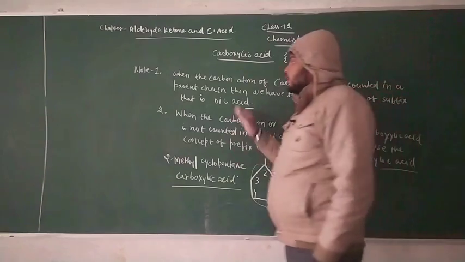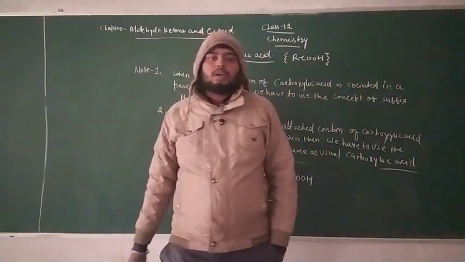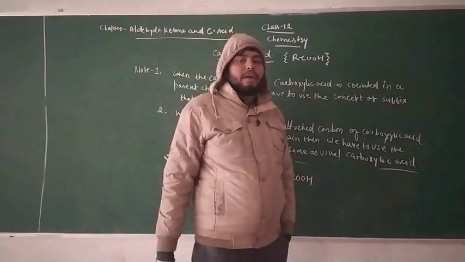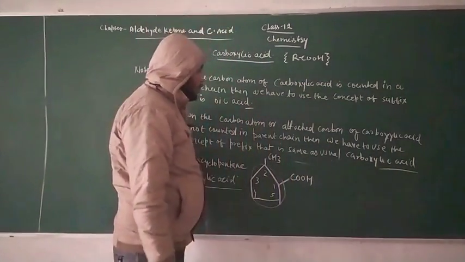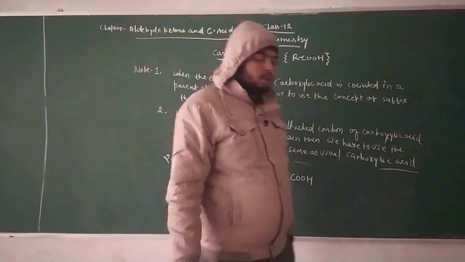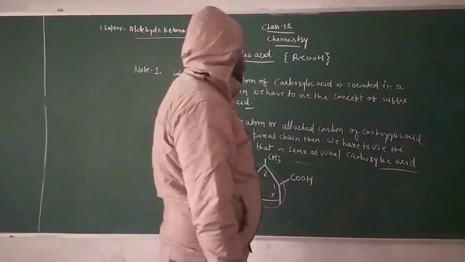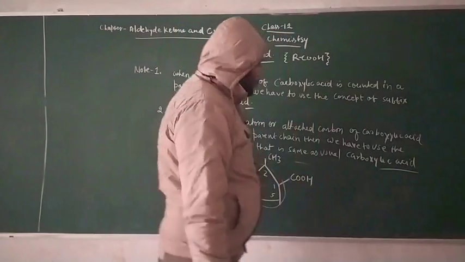And these are the rules which we use for the naming of organic compounds having a functional group. This is the part of the nomenclature of organic compounds having the functional group of carboxylic acid. Okay, so take a note.